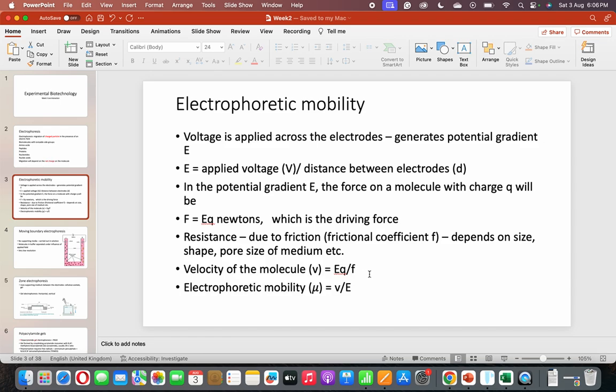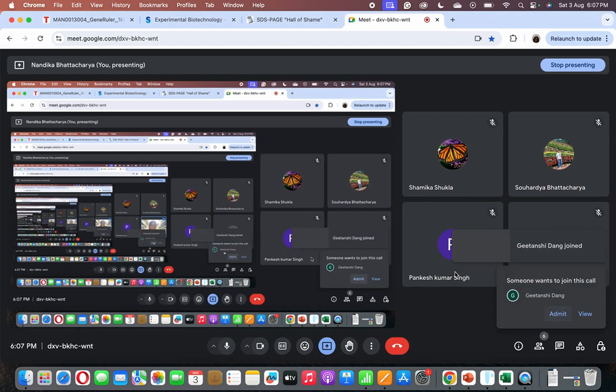And the term that you will hear more commonly is electrophoretic mobility. Here in most textbooks, it's mu. I think in the lectures, sir has used the notation v, but in most textbooks, it's mu, which is v, the velocity divided by the potential field gradient.